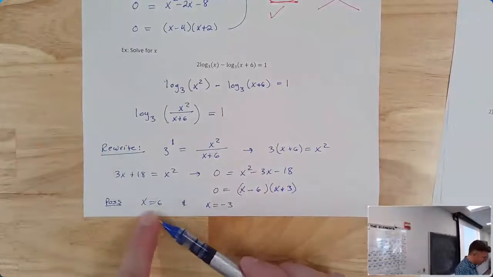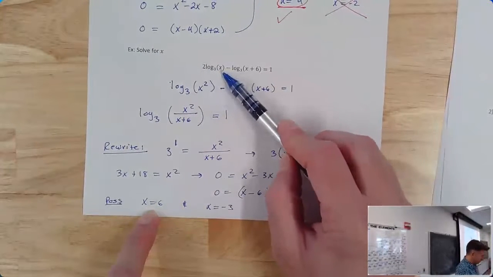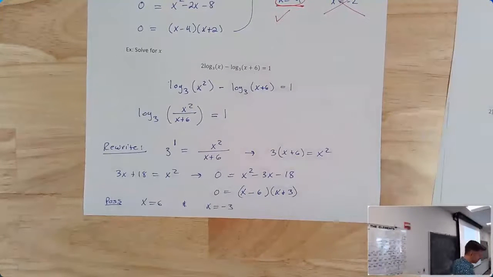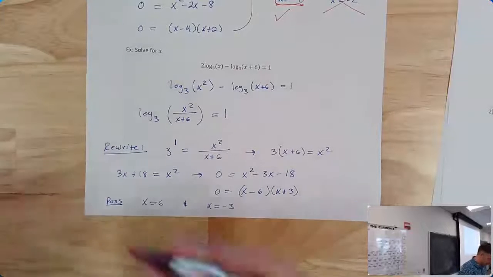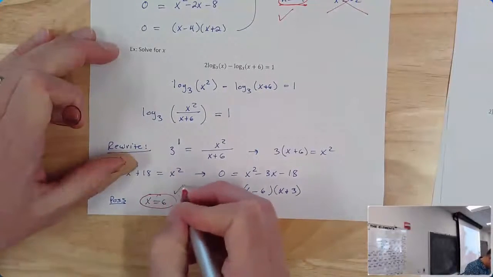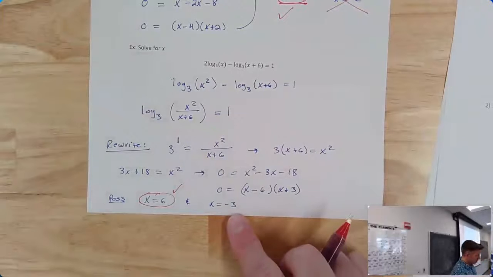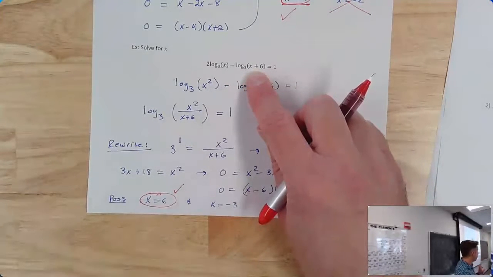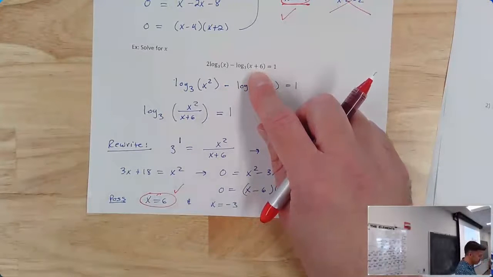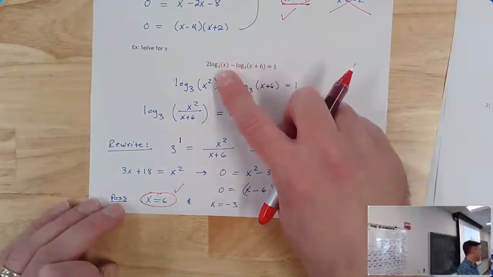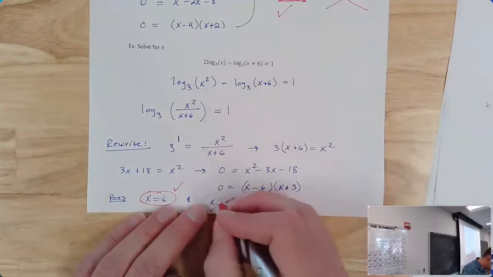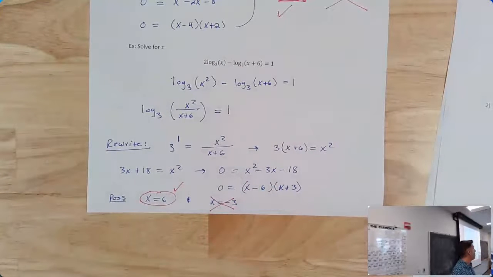Because if you plug in 6, log of 6 is a positive number, and 6 plus 6 is a positive number. So that checks out. We can always take the log of a positive number. So that one's a yay. On the other hand, if you plug in -3 to x plus 6, it's totally fine. -3 plus 6 is +3, and you can totally take the log of a positive number. But if you plug in the -3 here, that's where things go awry. So it doesn't work. That's not an actual solution.